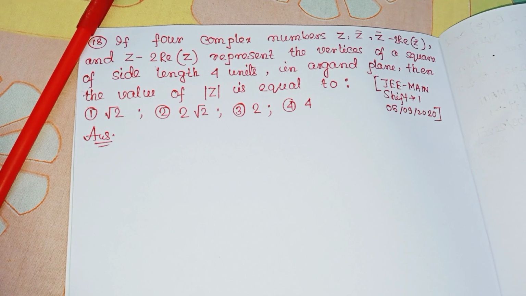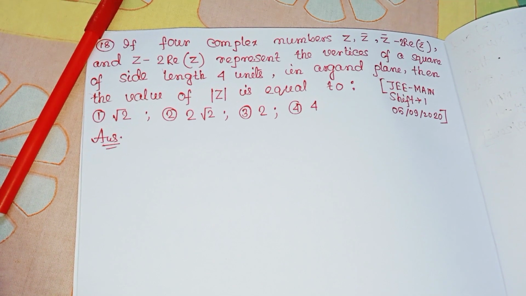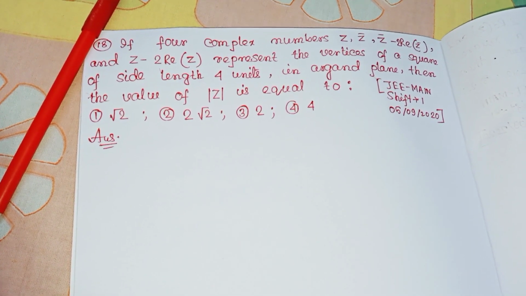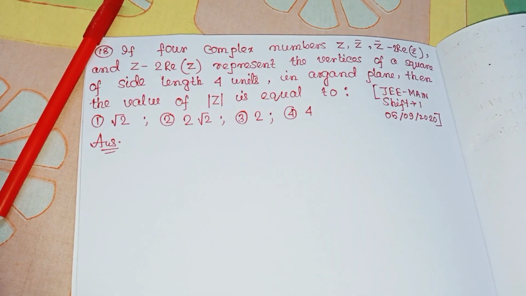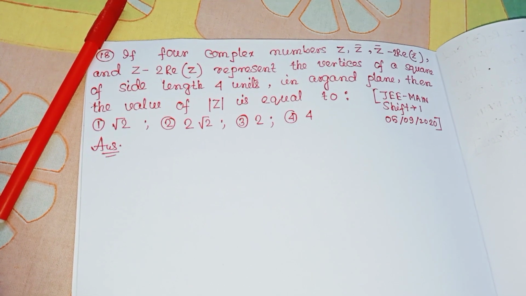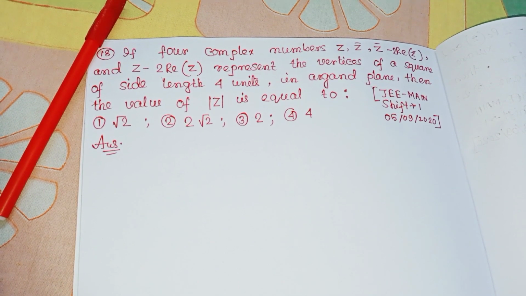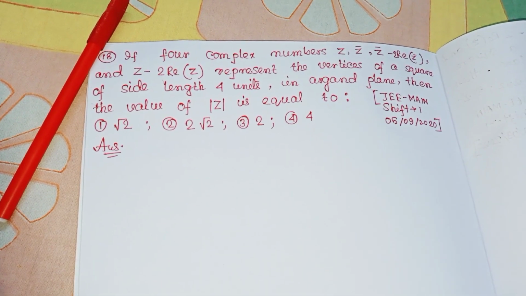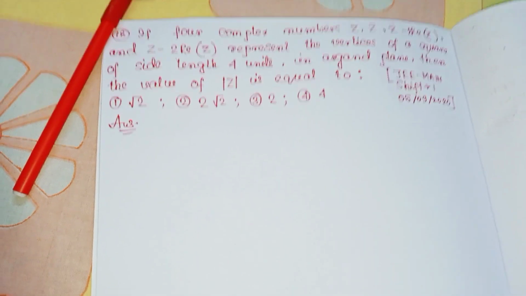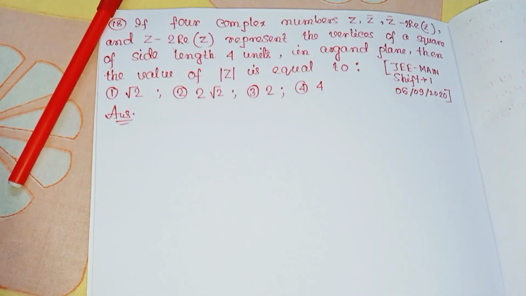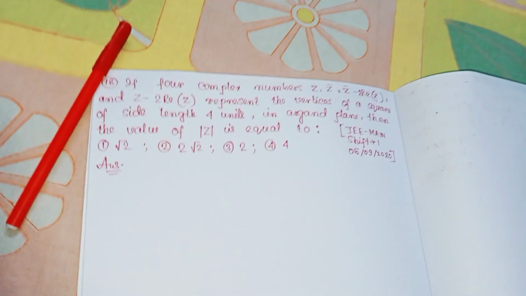Today we solve JEE Main Shift 1, 5th of September 2020, question number 18. If four complex numbers z, z bar, z bar minus 2 real z bar, and z minus 2 real z represent the vertices of a square of side length 4 units in the Argand plane, then the value of mod z is equal to what? Four options are given. This is a question on complex numbers and it's a memory based question.